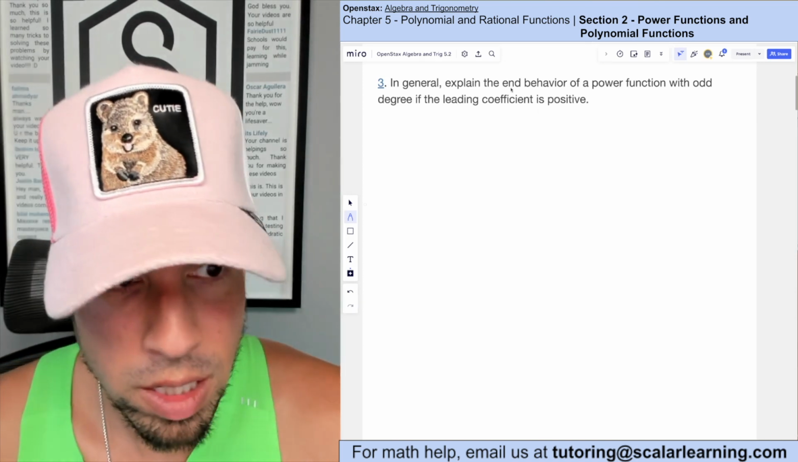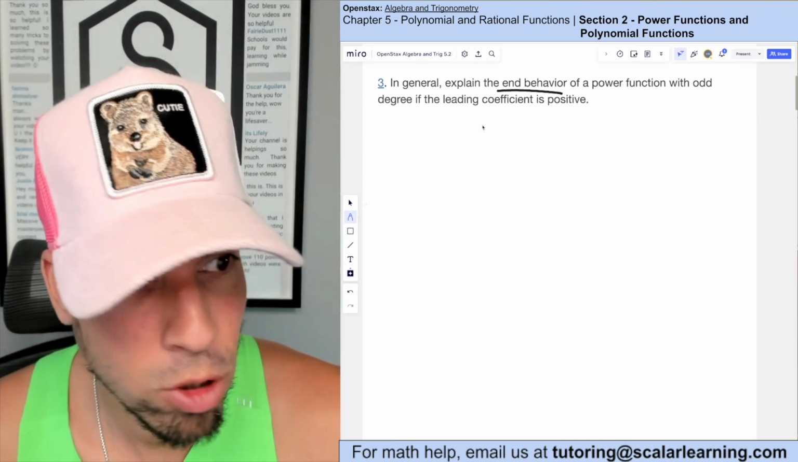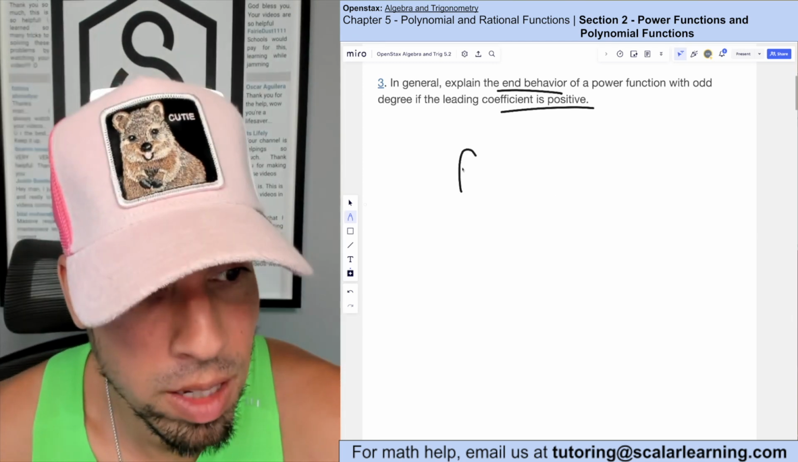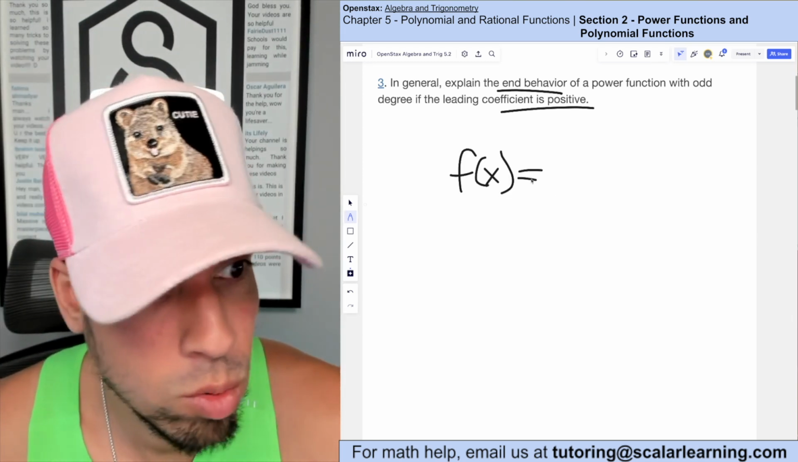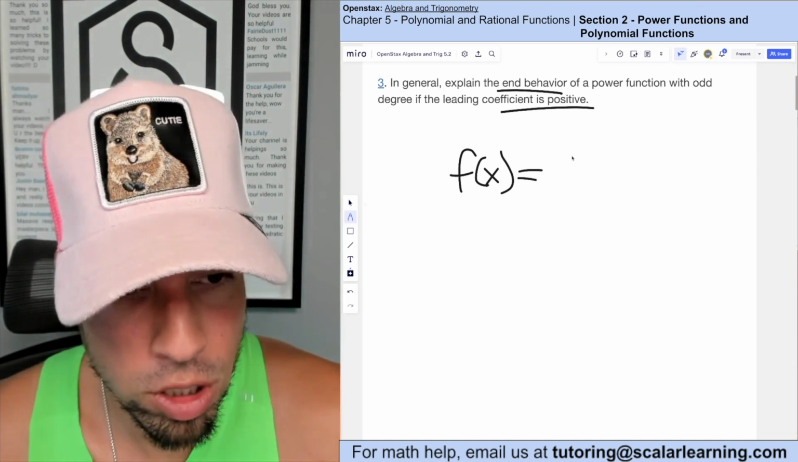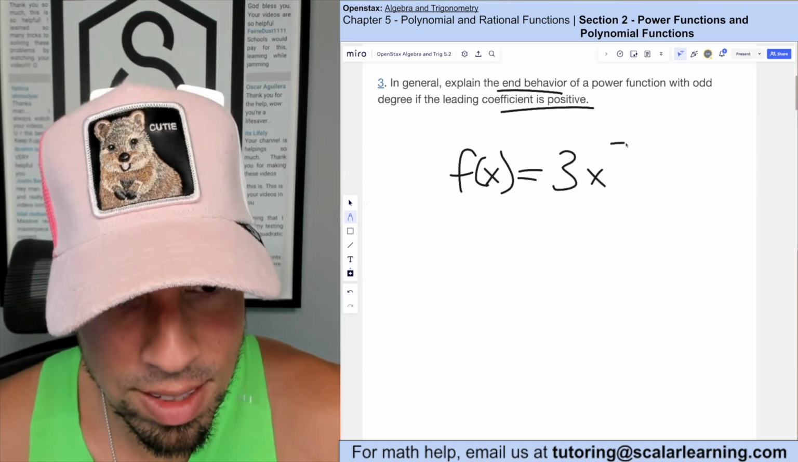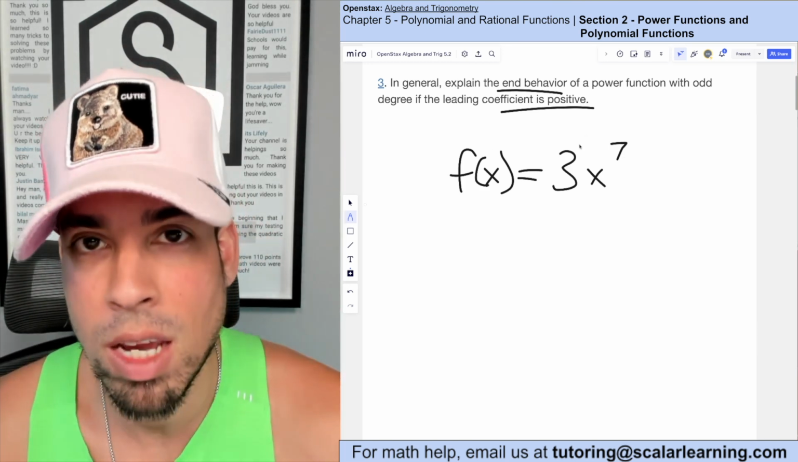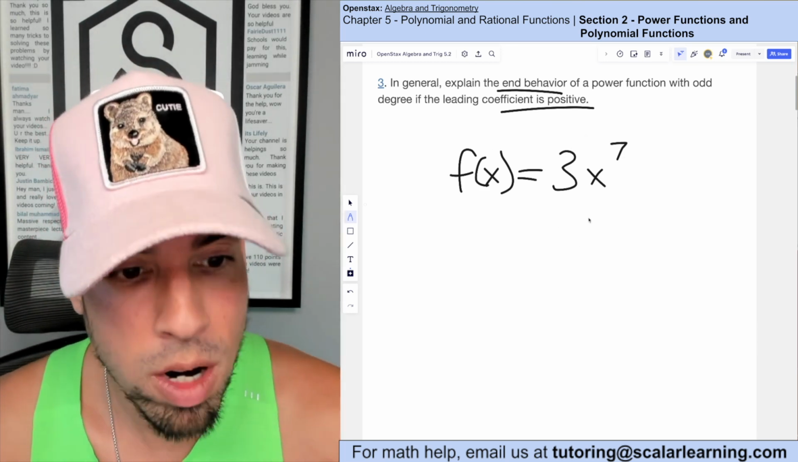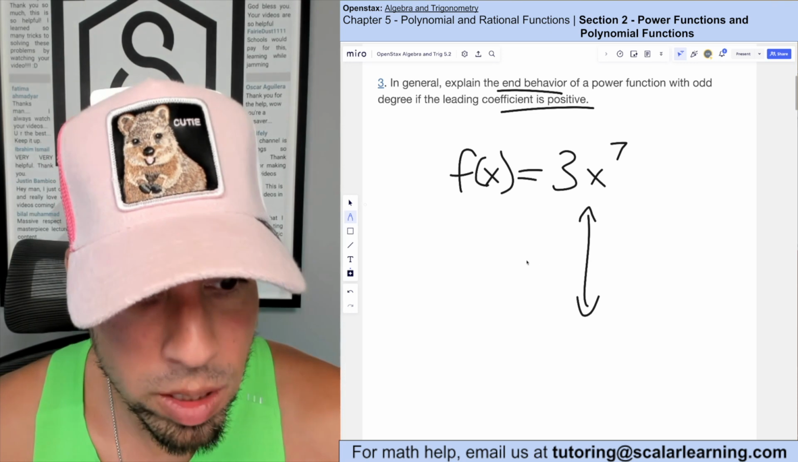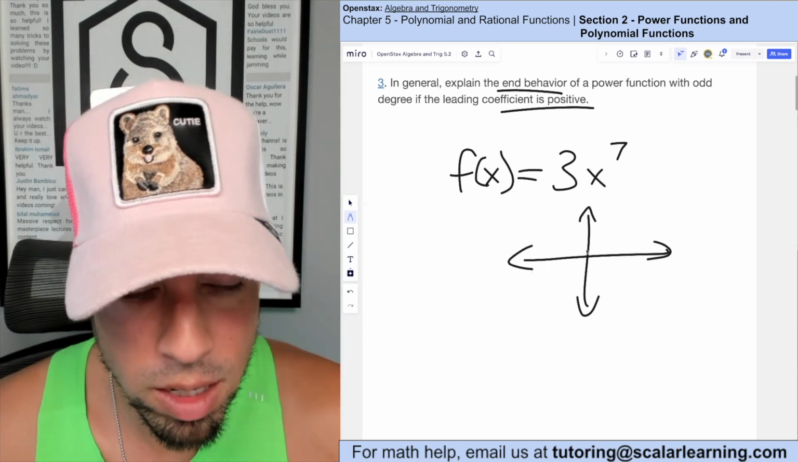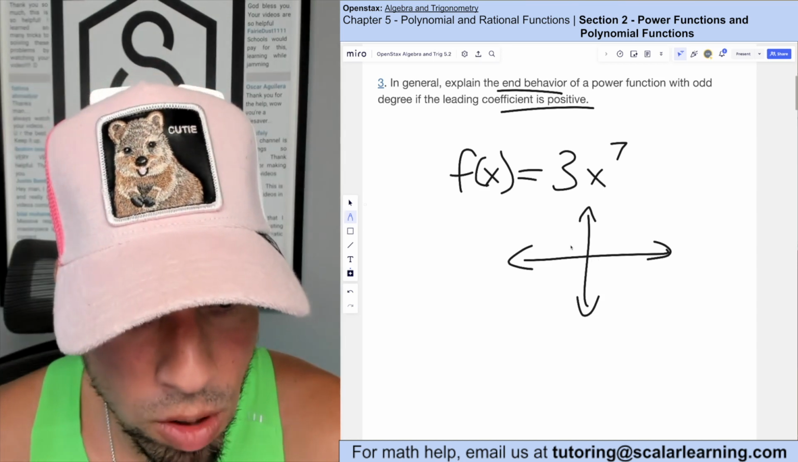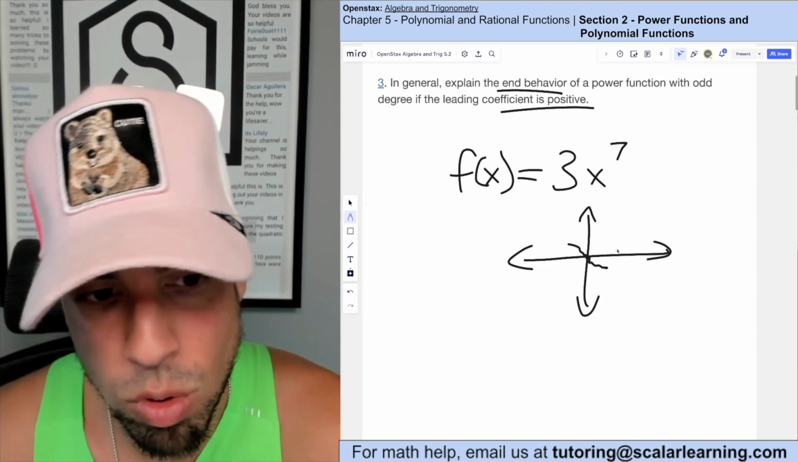In general, explain the end behavior of a power function with odd degree if the leading coefficient is positive. So let's take an example of that. Let's say f of x equals a positive leading coefficient, let's just say 3, and then x to the 7th, okay? So this is what they're talking about with an odd degree. So what's the end behavior? By end behavior, they mean what happens as we go really far to the left and right of the graph, okay? Let's not worry too much about what it looks like on the inside, okay? It's just gonna be a bunch of stuff. It's gonna go through the origin.